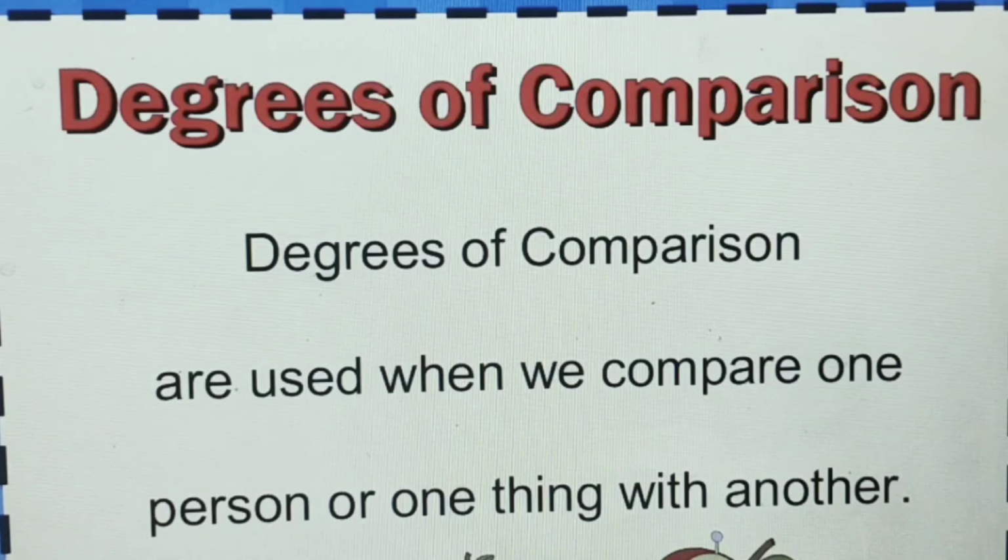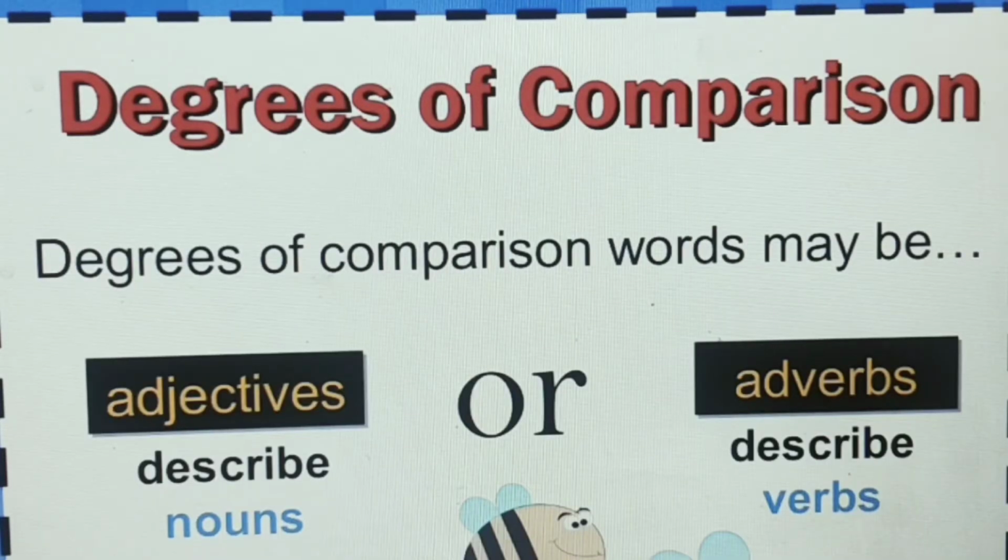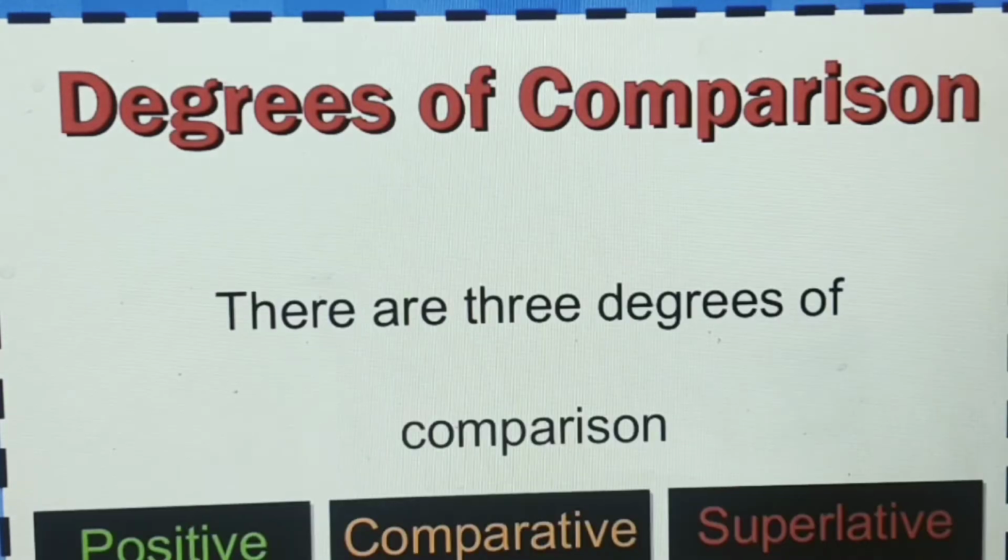Degrees of comparison are used when we compare one person or one thing with another. Degrees of comparison words may be adjectives that describe nouns or adverbs that describe verbs. There are three degrees of comparison: positive, comparative, superlative.